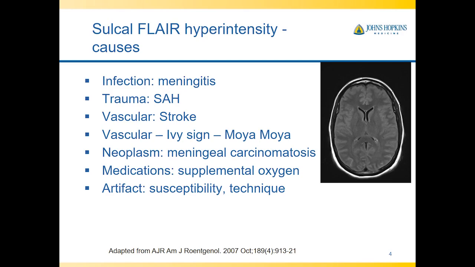So the reasons for sulcal hyperintensity on FLAIR images are infections such as meningitis, leptomeningeal increased signal, trauma with subarachnoid hemorrhage, which will result in increased FLAIR signal, vascular indications where in stroke you can see slightly increased FLAIR signal or even enhancement within the meninges. Vascular causes include the leptomeningeal collaterals in moyamoya with the ivy sign. In neoplasms, you can have meningeal carcinomatosis, which can result in increased FLAIR signal. Medications such as supplemental oxygen, as it's given in patients who are undergoing imaging under anesthesia, or you can have failure of fat suppression or fluid suppression as an artifact due to technique.